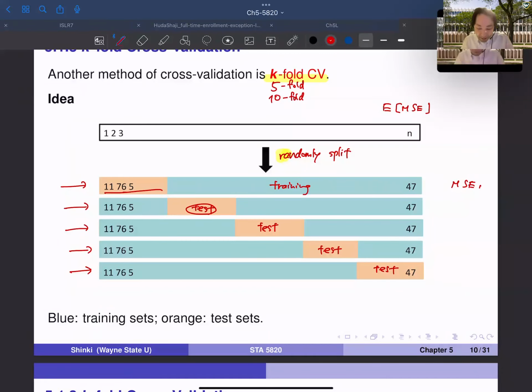Actually, in terms of performance, tenfold is always better. One reason is we can use 90% of observations rather than 80% of observations in fivefold. But practically, tenfold cross-validation takes twice as much time as fivefold cross-validation. So sometimes we have to opt for fivefold. So that's the answer.